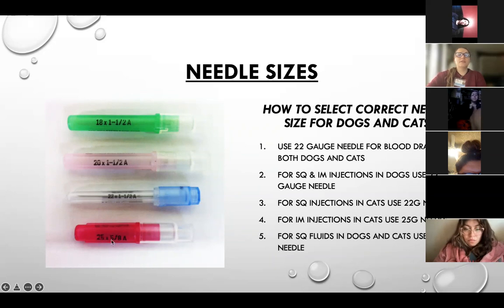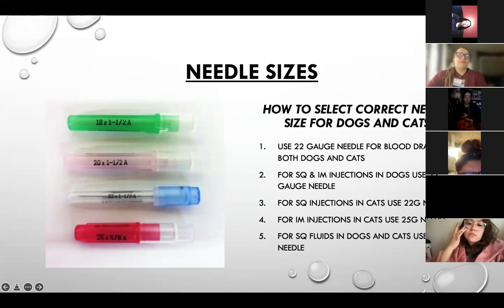Now, if we do have to give subcutaneous fluids, which is fluids under the skin, if this is a large dog, we could be giving 500 cc's under the skin. So we don't want to use a little baby needle for that because it's going to take forever. We'll actually bump it up to around an 18 or a 20, depending on the size of the patient. So when we give subcutaneous fluids, we'll use larger needles to do that.